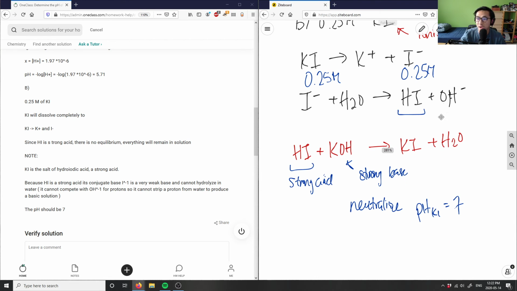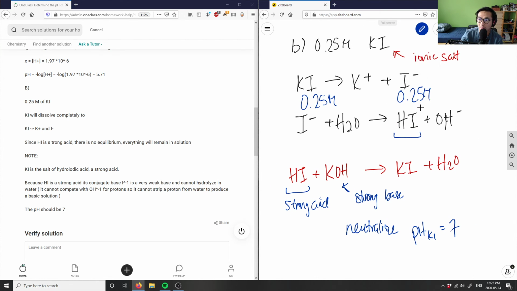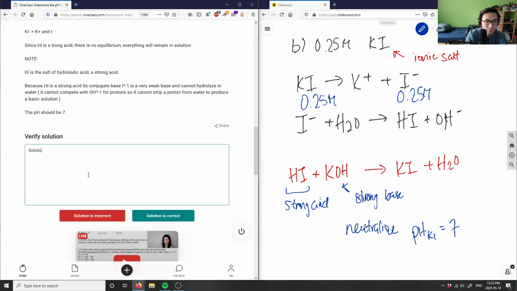You can think of this as also like this equation here. Again, I have this HI here and this OH is going to neutralize, right? I have a strong acid here and a strong base here. Both of these guys will neutralize to form a neutral compound as well. So this solution here is correct. It's a good analysis as well.